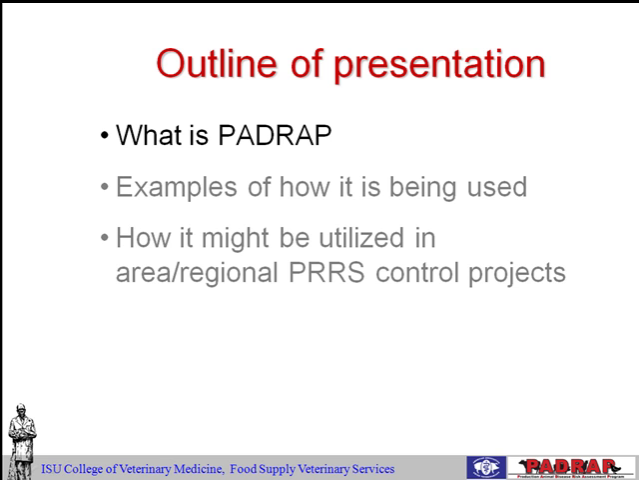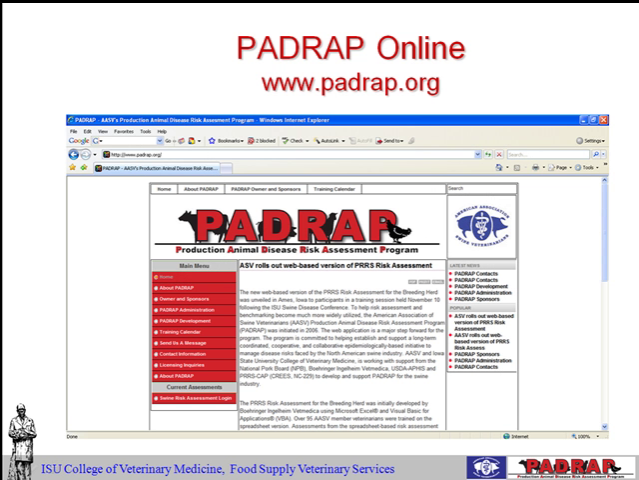what I'm going to try to accomplish today are these three things. I'm going to try to give some background on what PADRAP is for those that are less familiar with it. I'll just spend a little bit of time doing that. The second thing I'm going to do is give some examples of how it's being used today. So not necessarily within the framework of a regional or area control project, but just how veterinarians are using it today and how we're using it in research. And then finally, I'm going to give some examples both of how it is being used today in regional or area control projects and how I think it might be used in the future.